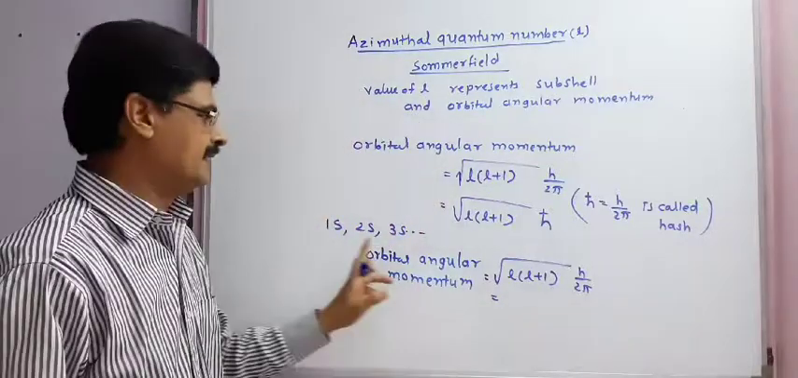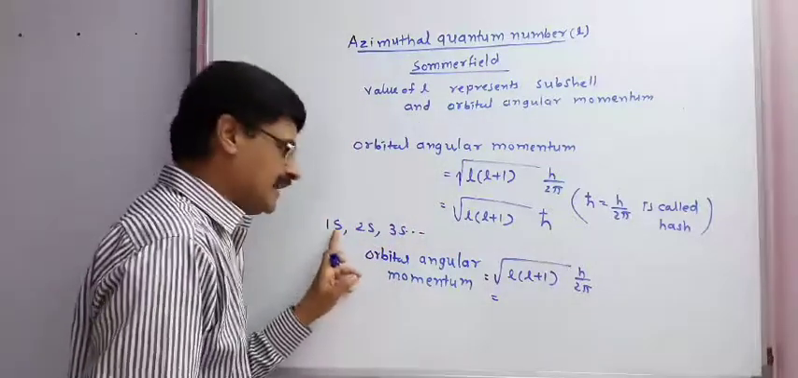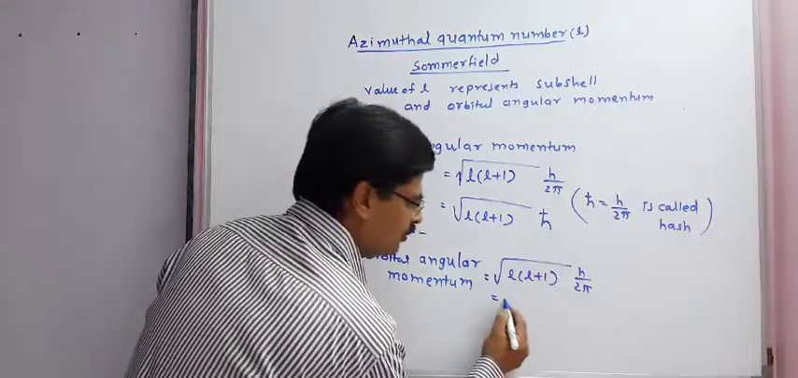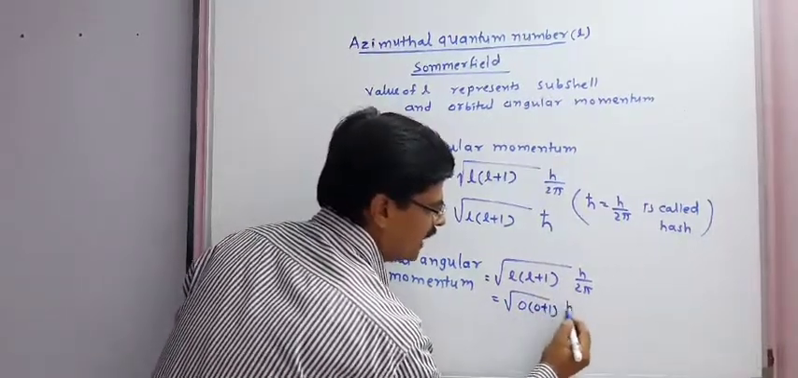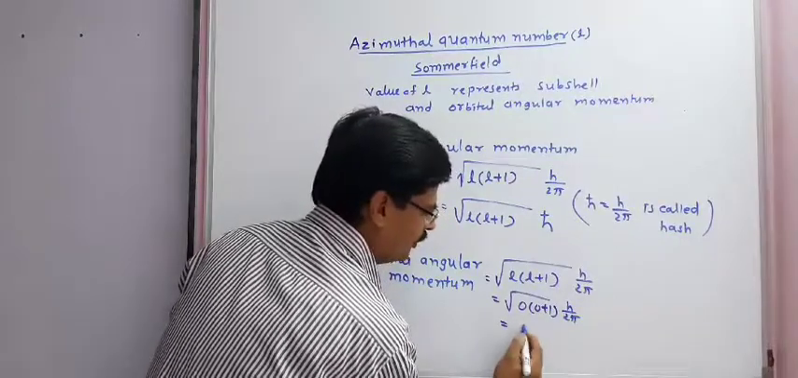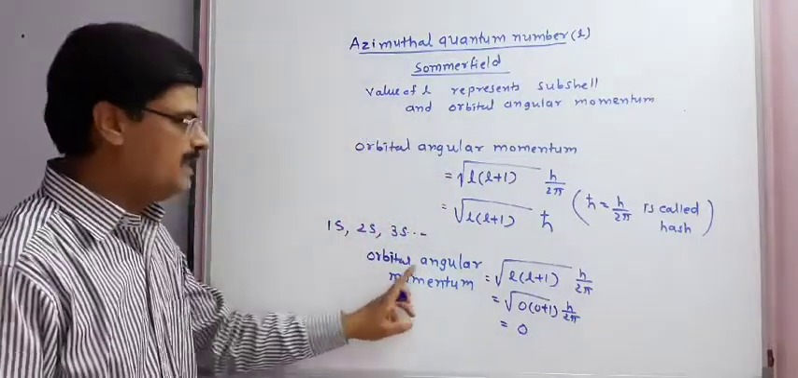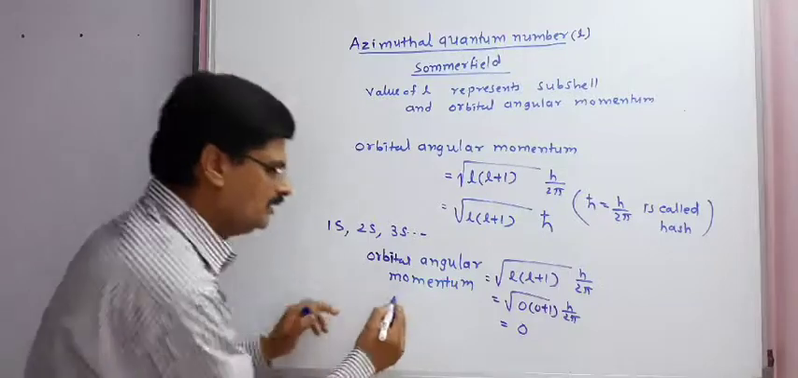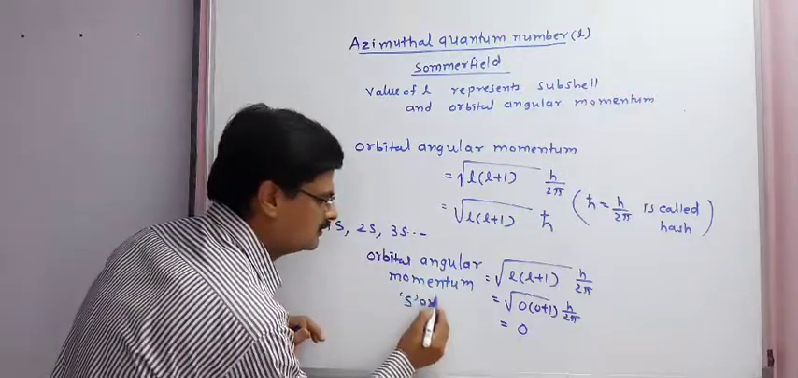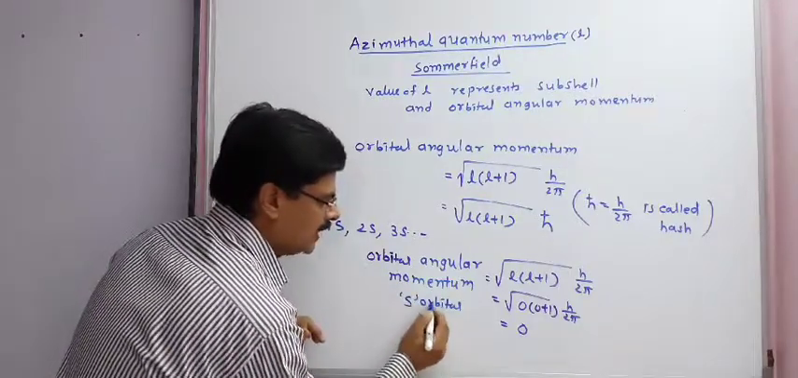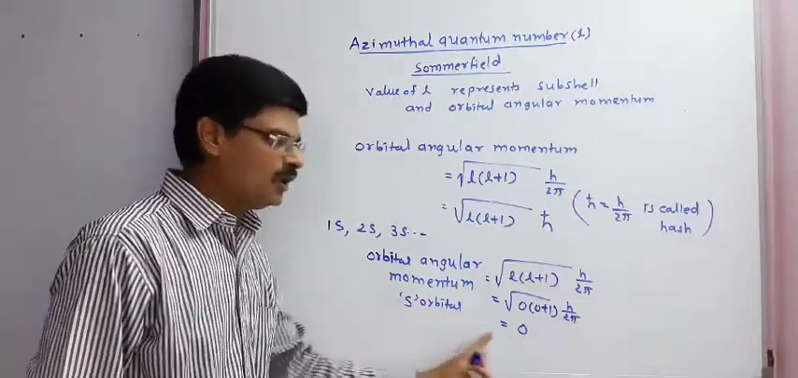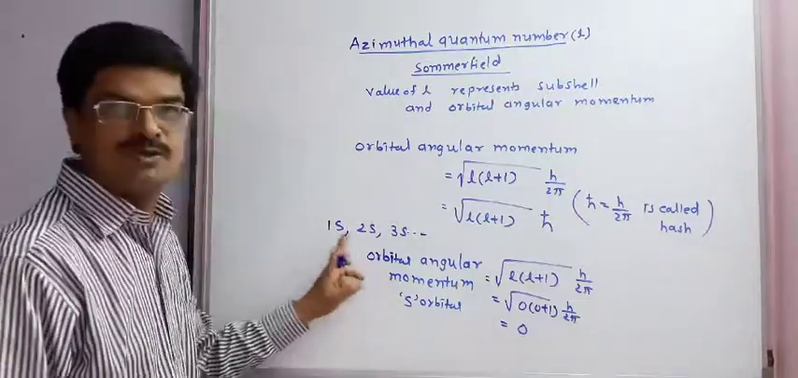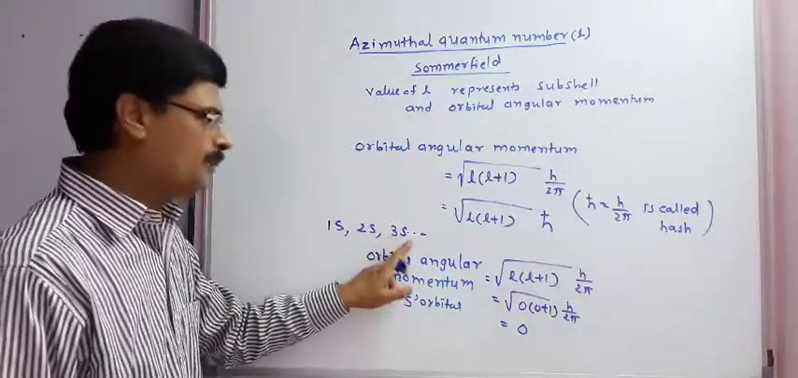So for s, the l value is equal to 0. So we will get root of 0 into 0 plus 1 times h upon 2 pi. So the answer will be 0. So orbital angular momentum for an s orbital is 0, whether it is 1s, 2s, 3s or 4s.